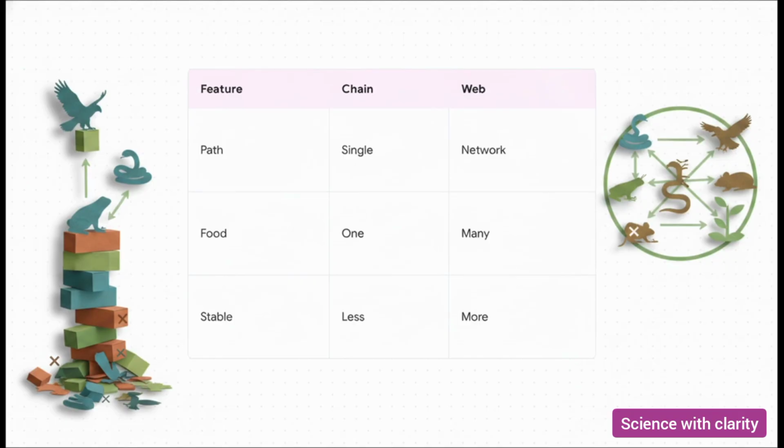But a food web? It has alternative food sources. If the frogs disappear, the snake can just pivot and eat mice instead. The web is highly stable because the energy can just take a different route.